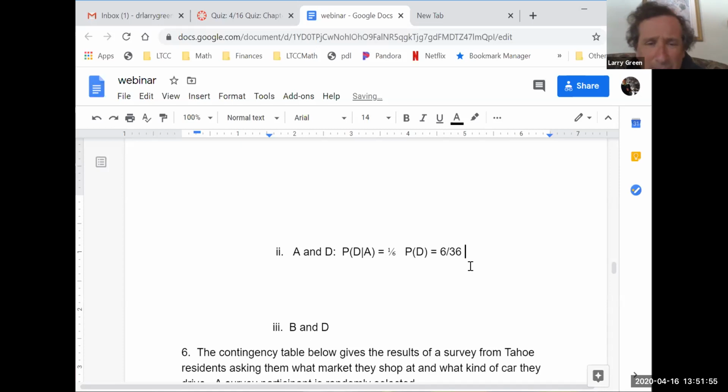So what do you think? Independent or dependent? Did we get the same answer or not? So take a look, you tell me. Okay. Yeah, these are independent because 6 over 36 reduces to 1/6. And you're welcome to put it in the calculator and get 0.1666666 forever for both of them. So these are independent.